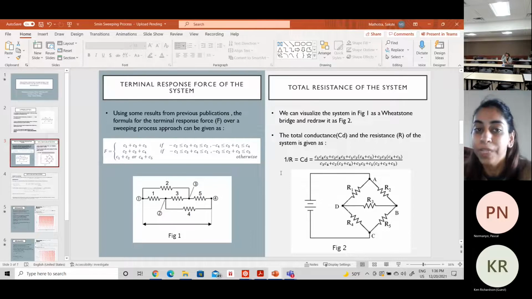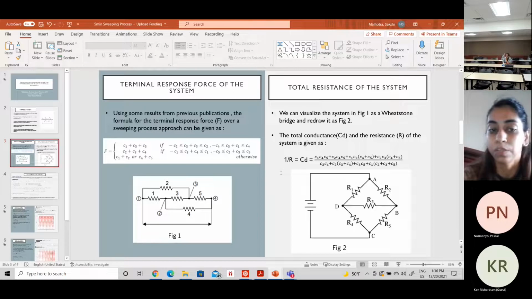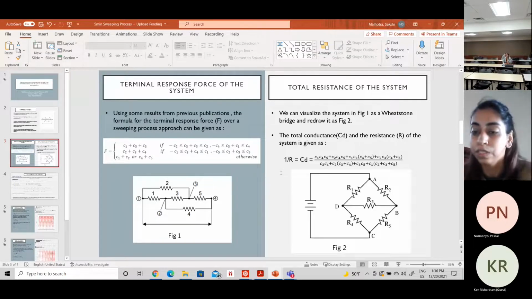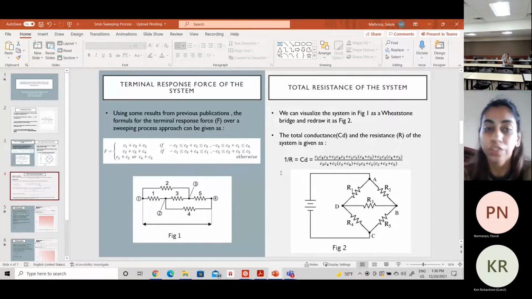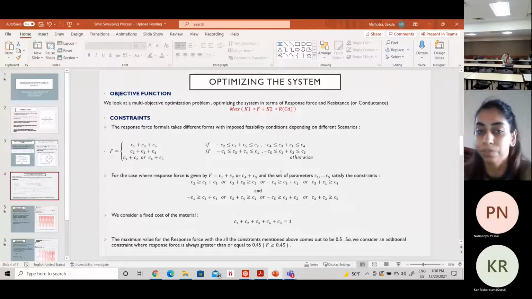So now we have two things. We have a formula for the terminal response force in terms of Ci, and we have the formula for the total resistance of the system in terms of Ci. So now we propose our optimization problem.